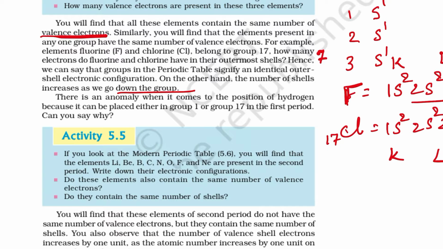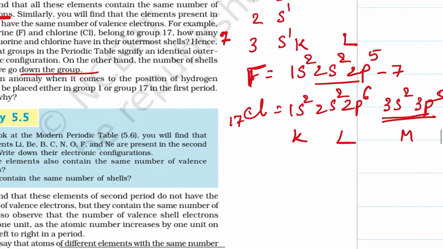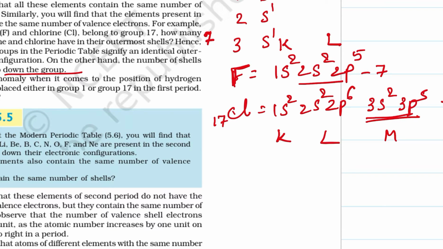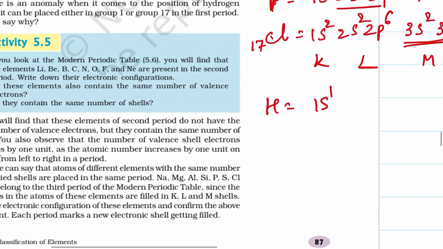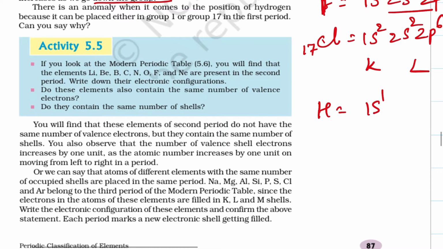There is an anomaly when it comes to the position of hydrogen, because it can be placed either in group 1 or in group 17 in the periodic table. Can you say why? Because hydrogen has configuration 1s1. So either it can take 1 electron or give 1 electron and form positive as well as negative ion. And so you cannot have its position finalized in which group to be put.